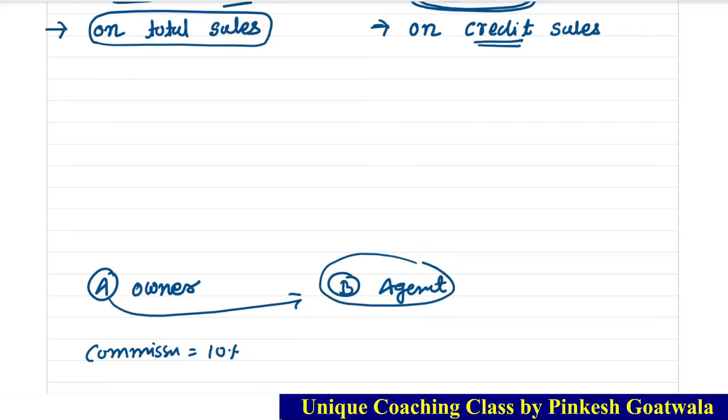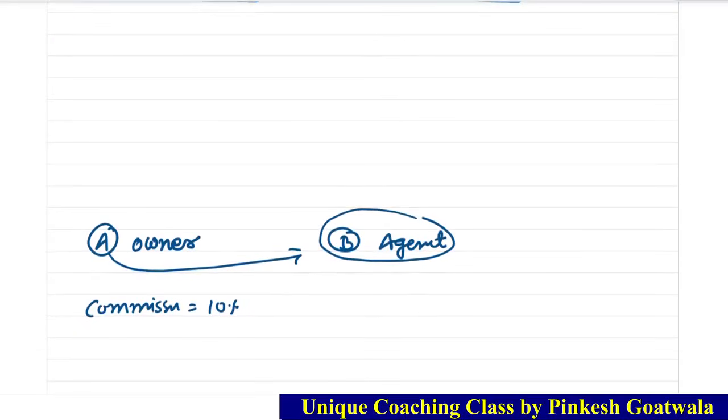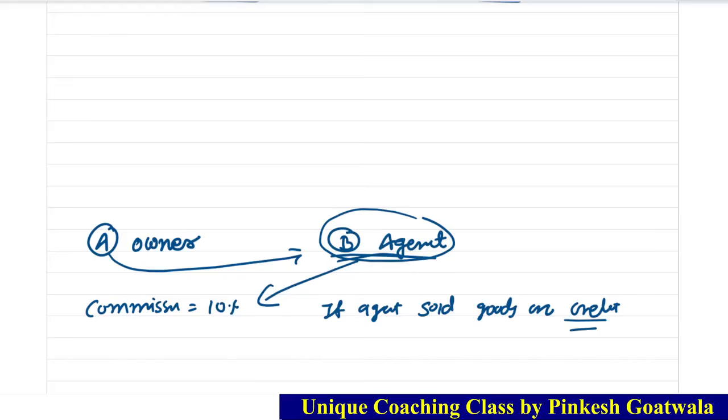On whatever sale happens, he gets 10%. Now the important part is, in real life we know that every sale cannot be done on a cash basis. Some credit has to be given in business, 1 month, 2 months. So the agent can sell goods on credit. If the agent sells goods on credit, they will be sold quickly, because anyone will be ready to take goods on credit. So what is the benefit to the agent? The agent directly gets this 10% commission because he sold the goods.